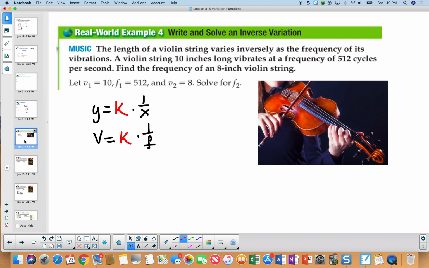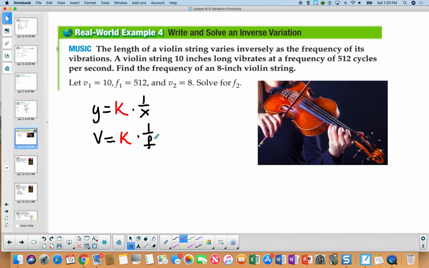Let's take a look at a problem that we can apply here. It tells us that the length of a violin varies inversely as the frequency of its vibration. So I know it's an inverse relationship. Let me try to use the letters that they're using. So it says vibrations, so that's V, and F as the frequency of its vibrations. Okay, so V is equal to k times 1 over F.